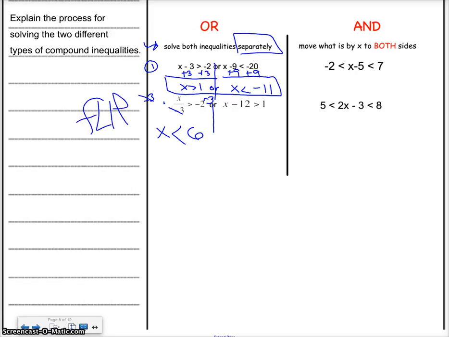Okay, I flipped. Maybe even write that on the side. Flip. Why did I flip? I'm multiplying by a negative, so I had to flip it to keep it true. I had to M, D, and F it. Okay, my next one, plus 12, and you get x is bigger than 13. And those are my two, that is my compound inequality.